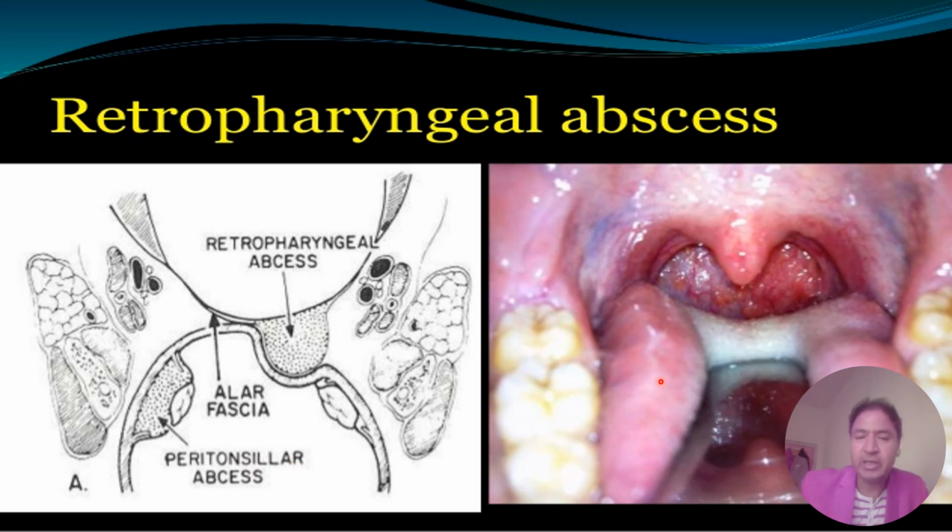Now you can see here, this is the uvula, this is the soft palate, this is the tonsillar fossa, this is the tongue depressor. This is the tongue, these are the teeth. And what we have seen, this is the posterior pharyngeal wall, and the abscess lies behind that wall, so there is a bulge and redness here, so it may be retropharyngeal abscess.